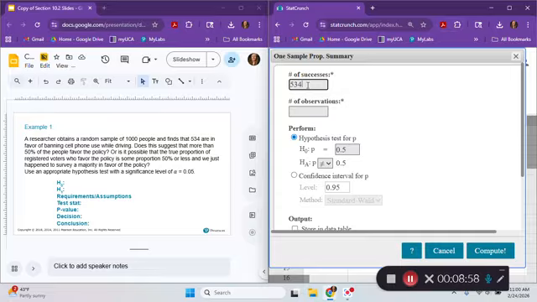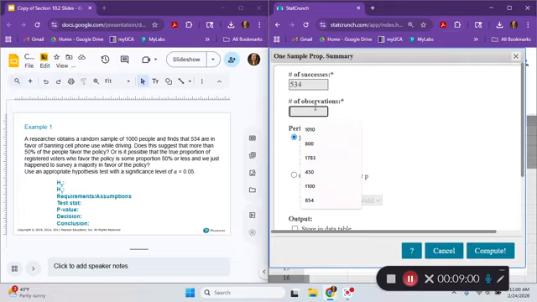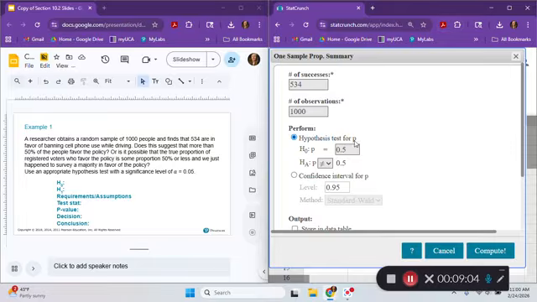So that will put our 534 there, and our number of observations is how many people were in that sample, which is 1,000. Then we make sure that this radio button is selected next to hypothesis test. Then we can see H naught is already set to P equals, and then we may need to change this number. So let's go check. What was our population proportion? 50%, 0.5. So this actually is already correct in there.